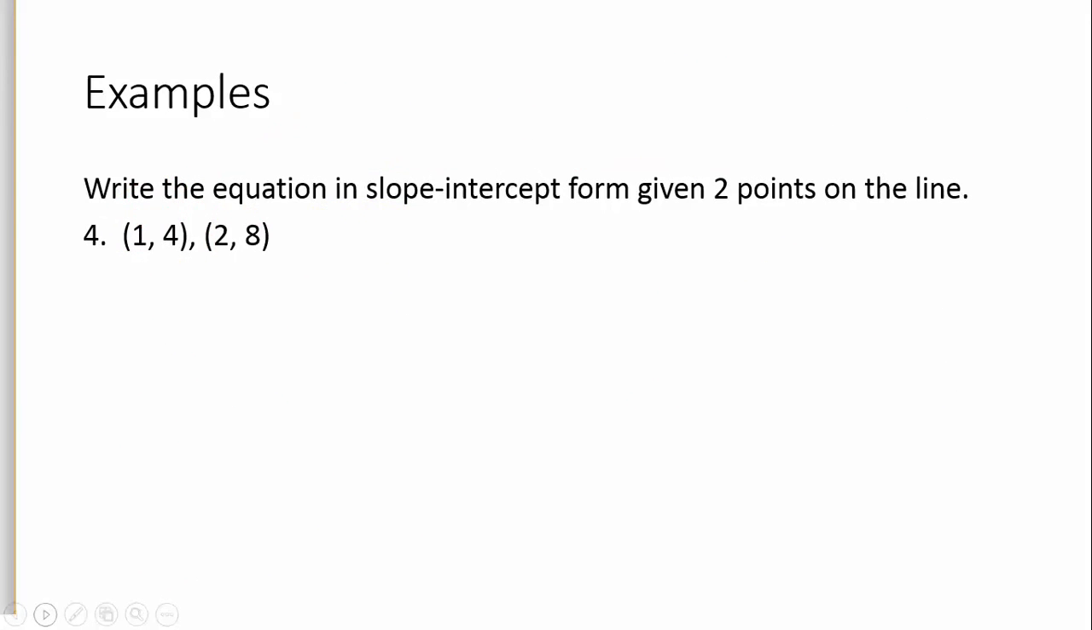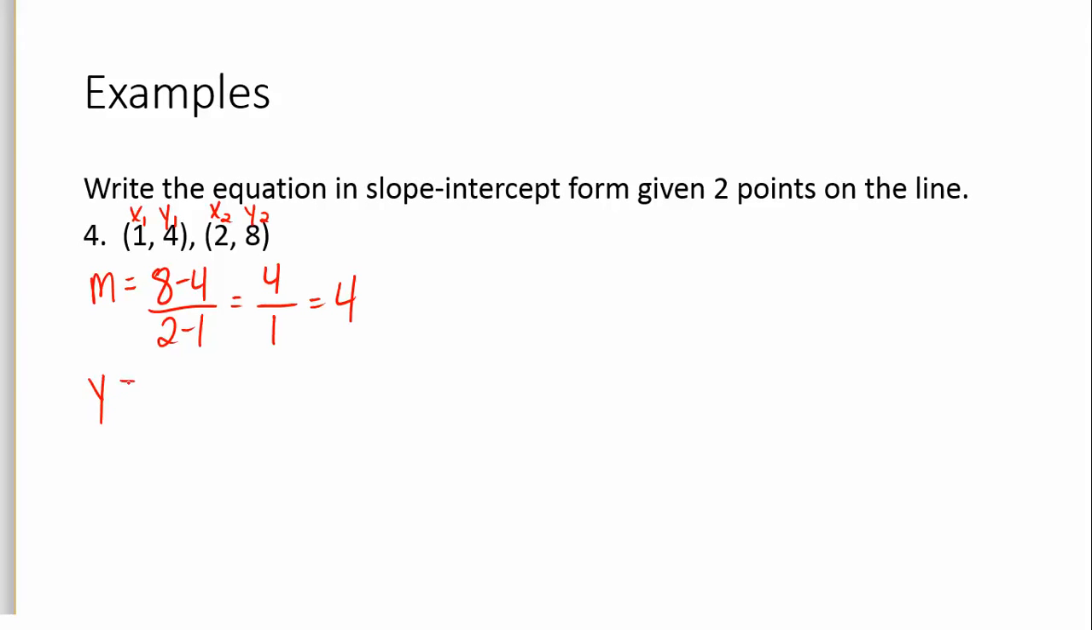So in number 4, it's our last example, we have 1, 4 and 2, 8. So first we have to find the slope. So I'm going to label my ordered pairs x1, y1, x2, y2. So I have 8 minus 4 over 2 minus 1. 8 minus 4 is 4. 2 minus 1 is 1. 4 over 1 is 4. So I have a slope of 4.